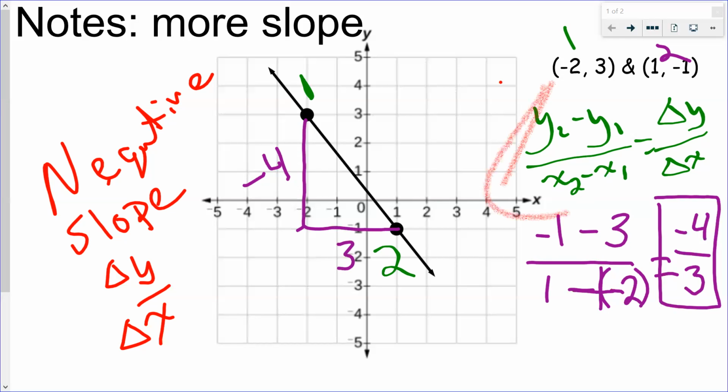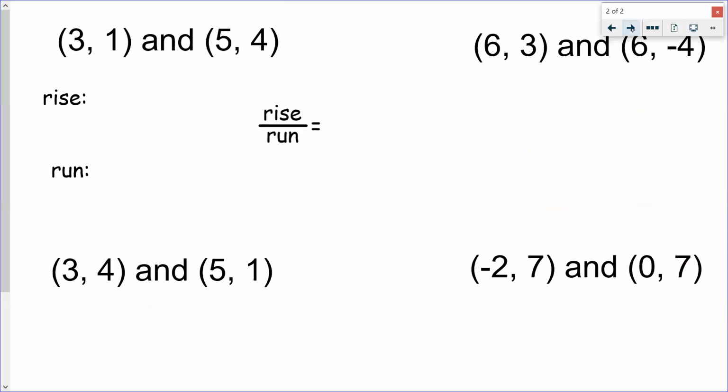This y2 minus y1 over x2 minus x1. That's how you calculate slope. That's the formula you're going to use, right? And the biggest thing you need to do is make sure you identify your second point and your first point. All right, so we're going to use that formula here on this next page.